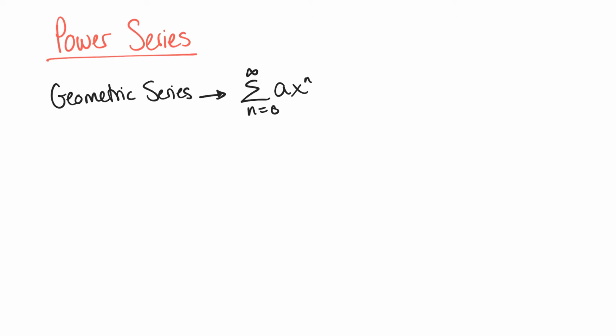So, before I get into it, you guys remember what a geometric series was, right? A geometric series looked kind of like this. You have a x to the power of n, where a is a constant. And then it is convergent if the absolute value of x is less than 1.